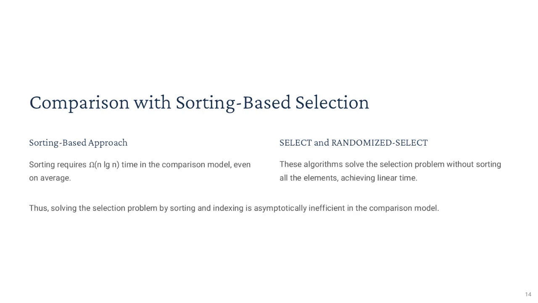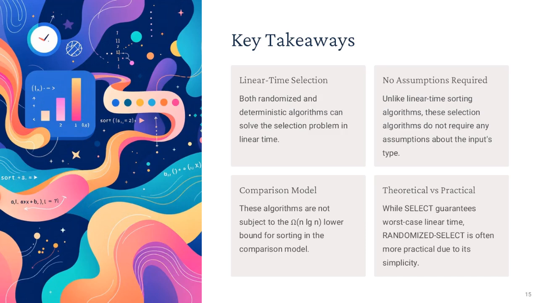The key takeaways from the discussion on selection algorithms are as follows. First, both randomized and deterministic approaches can solve the selection problem in linear time. Unlike linear time sorting algorithms, these methods make no assumptions about the input's type, working effectively for any dataset where elements are distinct and pairwise comparable. Additionally, selection algorithms bypass the lower bound of big omega of n log n for sorting in the comparison model. While select offers theoretical guarantees, randomized select is often more practical due to its straightforward implementation and excellent performance in typical scenarios.